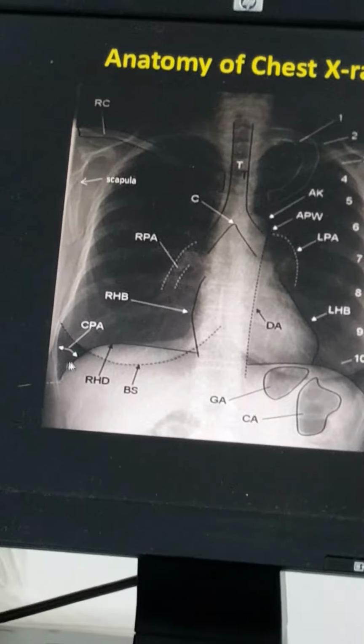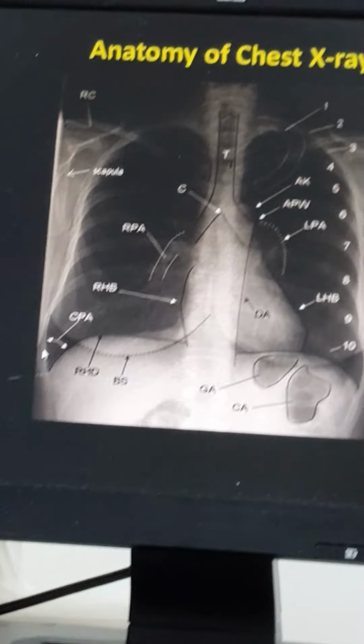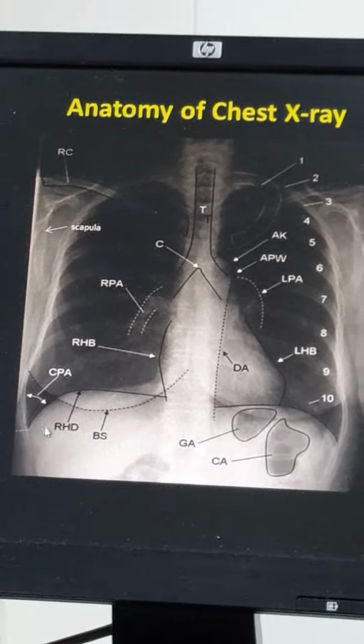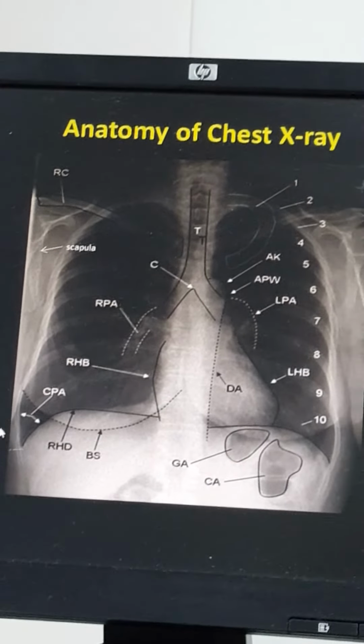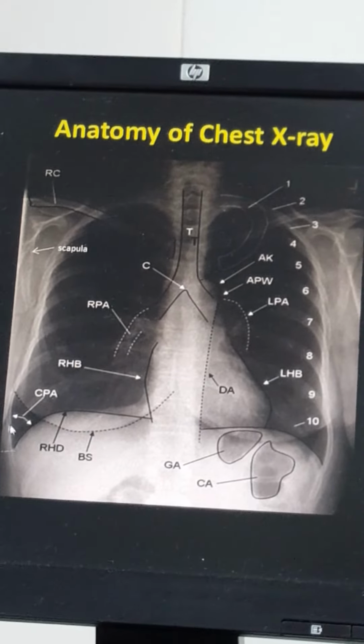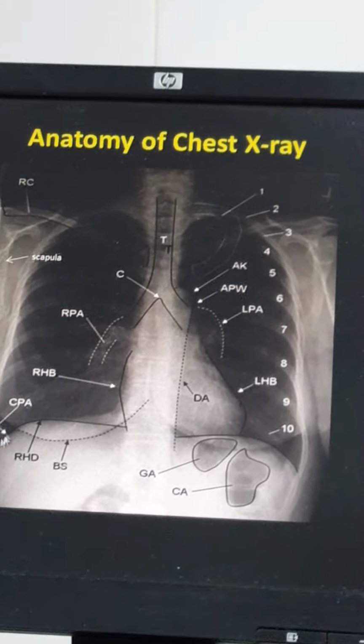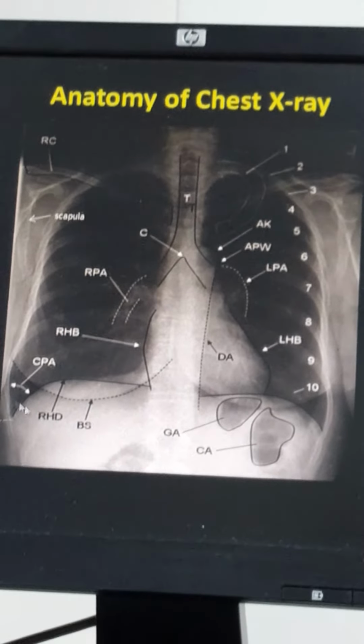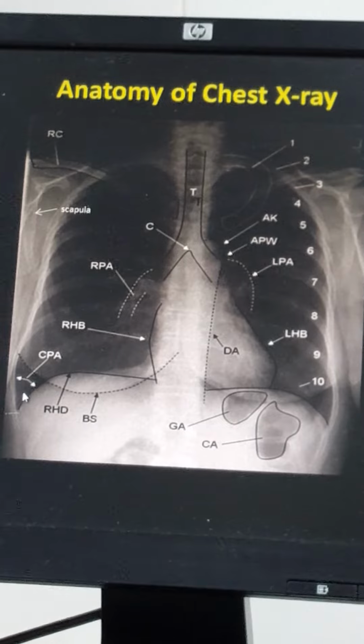If it is not sharp, then there is some obliteration of the costophrenic angle, which may be a small effusion, which may be small infiltrates, which may be pleural thickening. Anything that causes inflammation can cause obliteration of the costophrenic angle.